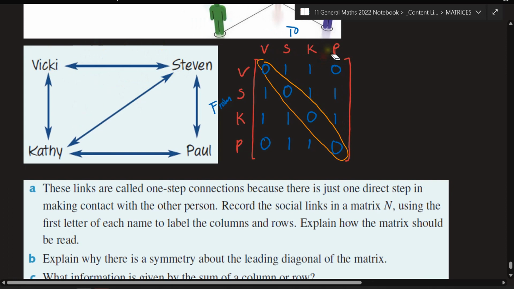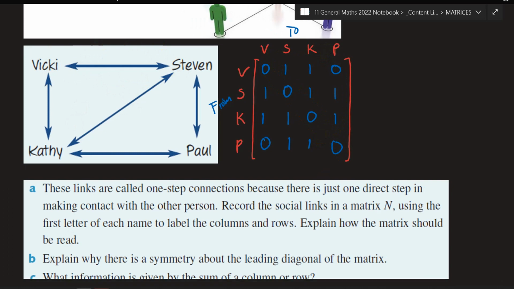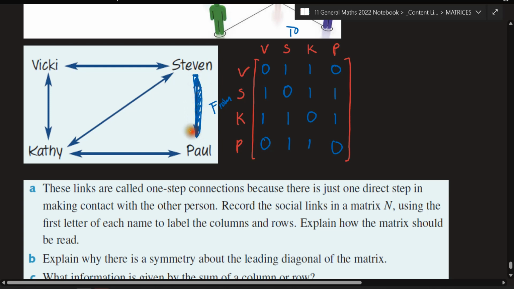Now, here's a tricky part, and I don't think it's covered much here. If I was to remove some of these arrows, for example, let's say I remove Paul's arrow to Stephen, and I'll just make this one connection, a one-step connection from Stephen to Paul. How does that change our diagram now? So Stephen to Paul, there's 1. Sorry, Paul to Stephen, what happens there? It becomes 0 because there's only 1.